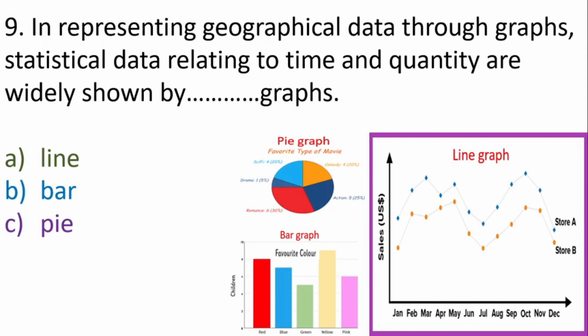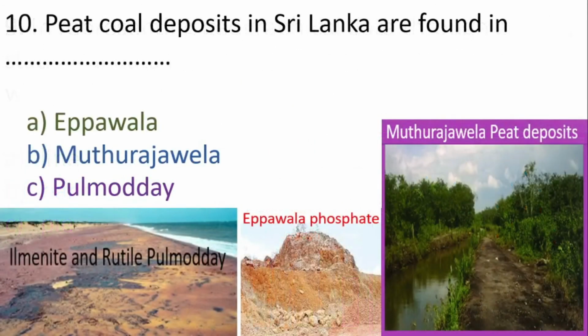Now, let's find out the answer. In representing geographical data through graphs, statistical data relating to time and quantity are widely shown by line graphs. Last question. When you look at these three pictures, you can easily pick up the answer. Peat coal deposits in Sri Lanka are found in Muthurajavila.